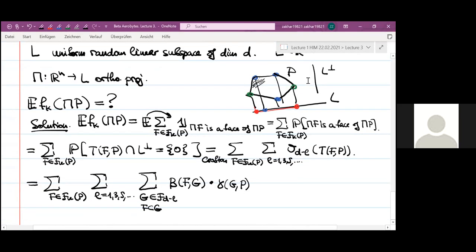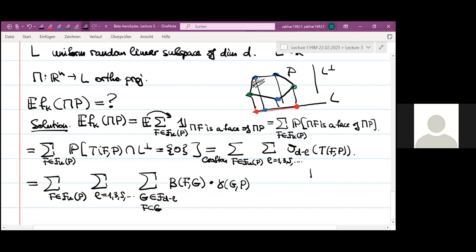And so here now we have the formula. This is the formula which Affentrang and Schneider derived, and it expresses the expected number of faces of the projected polytope under such a random projection in terms of the internal angles of, well, inside some faces of the polytope and external angles of the faces of the polytope.